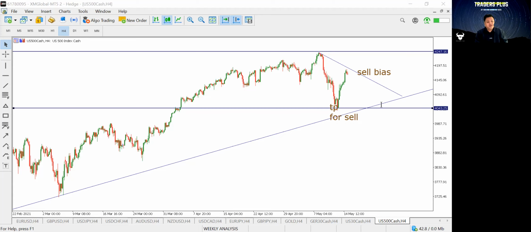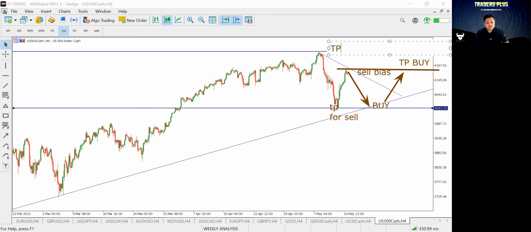TP for sell. And then enter a buy. Alright? So the moment this reaches this level, then you can buy, all the way there. Okay? So ito ang magiging TP area mo for buy. Okay? TP buy. This can be a TP2, no? For the buy. But above this is the SL for sell.